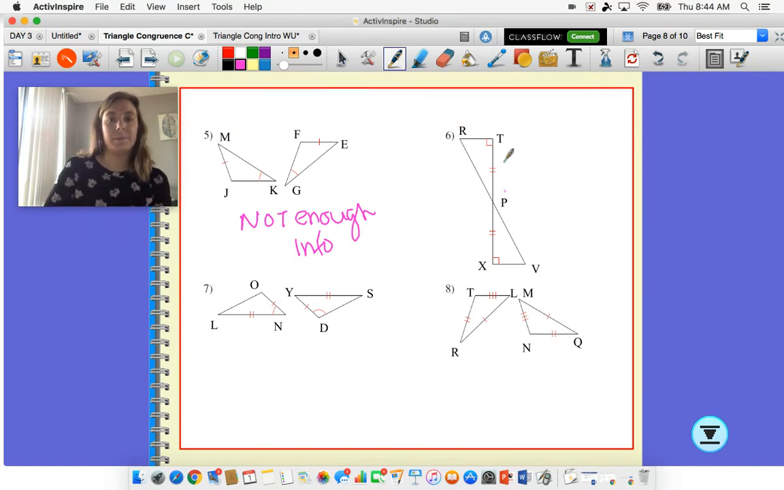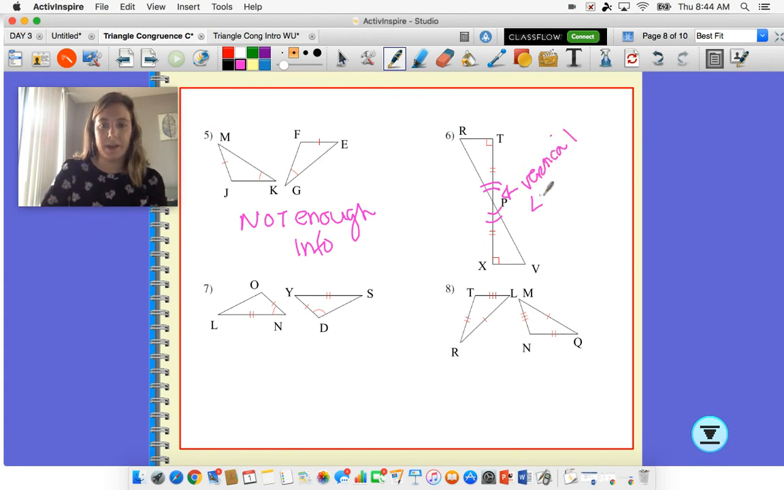Number 6 right here, I've got these two angles, these two sides, and when I look a little deeper, I see these two angles because they're vertical. Right, and I'll write them out. Angle XPV is congruent to angle TPR, because they're vertical. And be careful of your notation here.